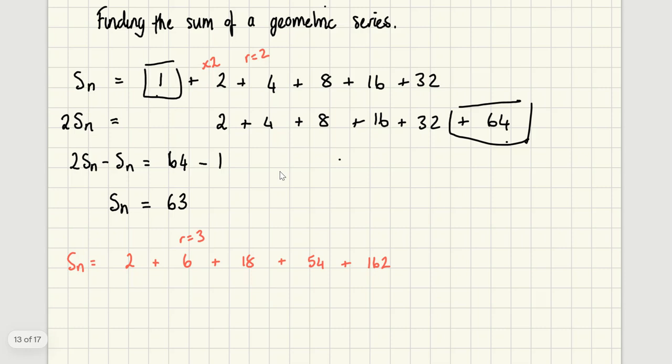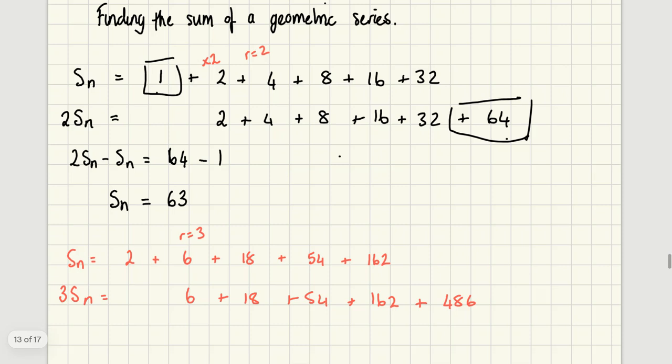Would I multiply by 2? Because if I did, I would end up with 4 plus 12 plus 36, and there's nothing disappearing when I subtract. So that's not working for me. So what am I going to multiply by? 3. So if I multiply by 3, I then get 2 times 3 is 6, and I can line it up, and then it's easy. So 18, 54, 162, and then I need a 486.